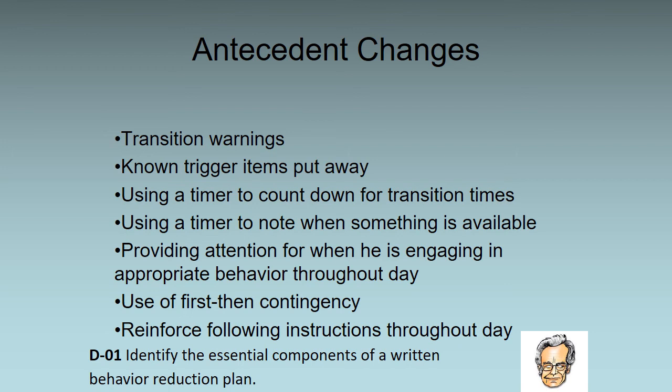Again, the antecedent changes are what we can do to prevent the behavior from occurring in the first place. Of course, that won't work 100% of the time, but that's alright. We're trying to set up environments to make it less likely. As an RBT, part of your job during session is to do that. So maybe you know a certain item is a trigger. Put that away. Don't use it as reinforcement. Use those timers. Use the first-then contingencies. And remember, a first-then contingency is like this: first we do this, and then you do this. You have to establish that.